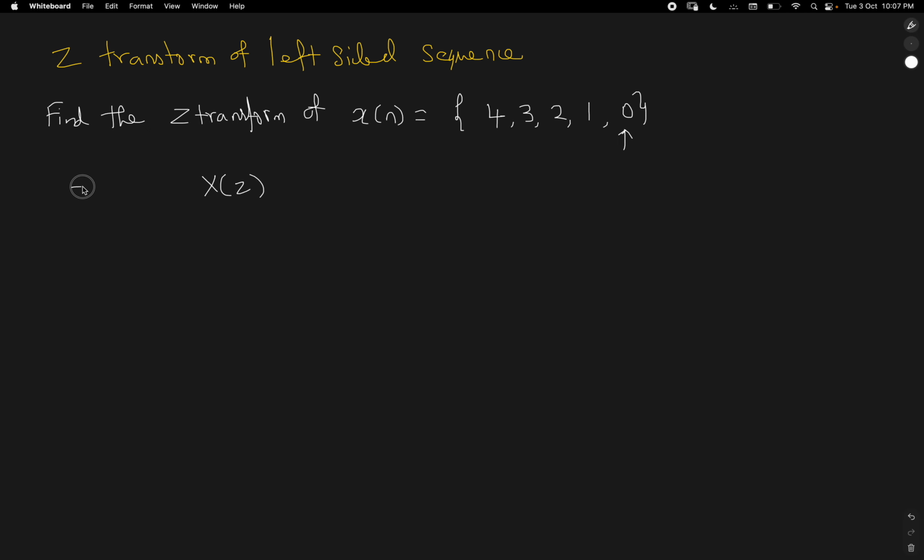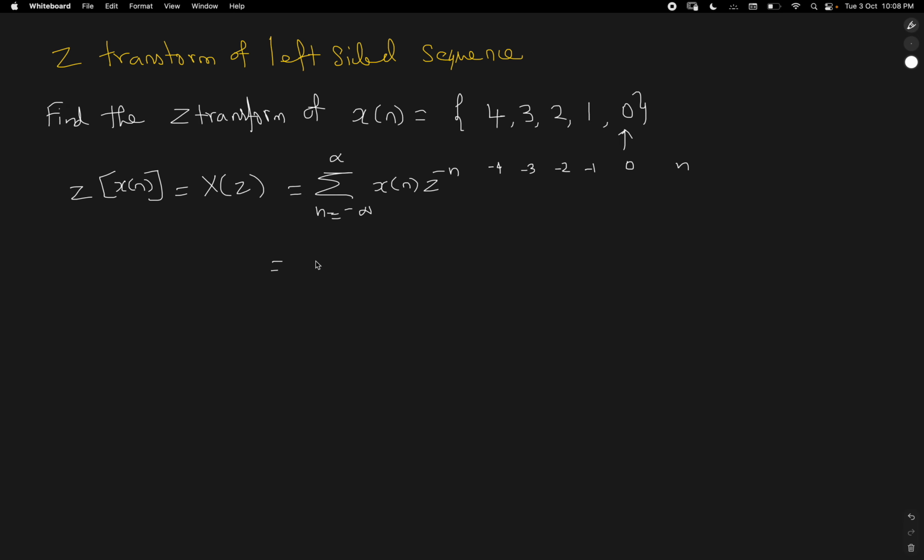X of z is nothing but the Z transform of x of n. So the Z transform of x of n is equal to x of z, which is equal to the summation from n is equal to minus infinity to plus infinity of x of n z power minus n. So here we need to replace the range of n. For this problem, this point is n is equal to 0, here n is equal to minus 1, n is equal to minus 2, n is equal to minus 3, and n is equal to minus 4. These are the values of n.